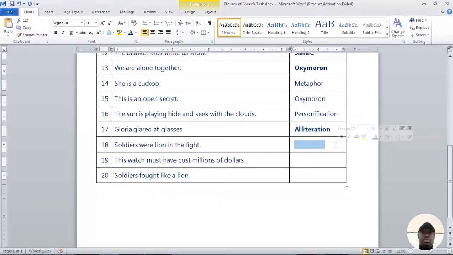Number 18. Personification. No. You are comparing the soldiers with the lion without the use of like or as. Metaphor, correct? Number 19. I will not give you a clue. Metaphor. No. It's actually hyperbole. This watch must have cost millions of dollars. You know, this is an exaggeration. Okay, the last one, simple, just like 18.